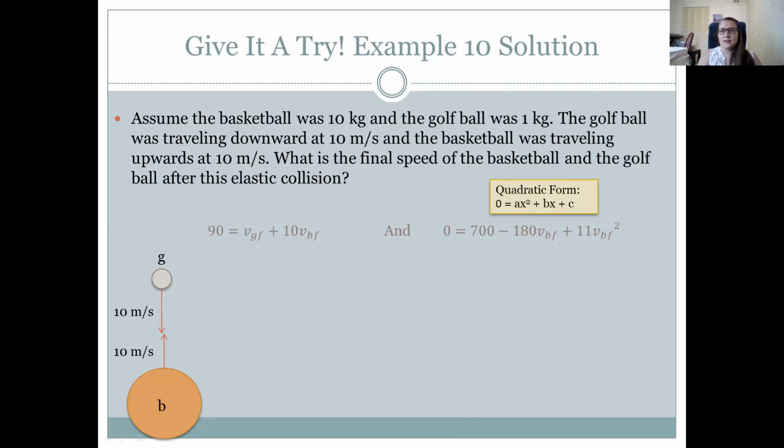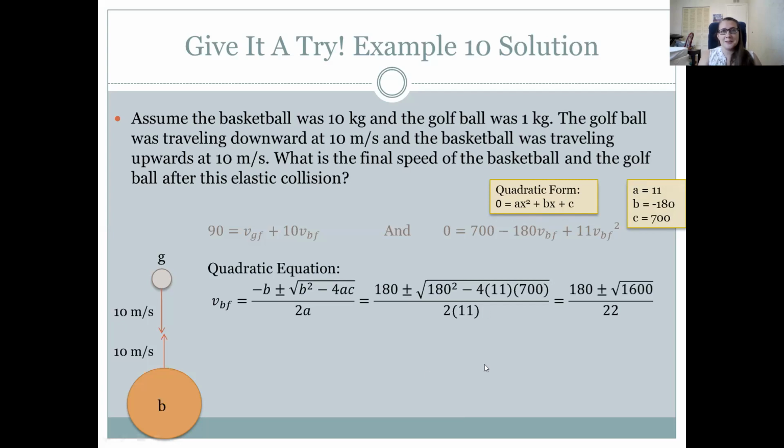So in this case, our a value is 11 because that's the one that's with the squared term. Our b value is negative 180. And then our c value is that constant, or 700. So when we do the quadratic equation, it looks like this big ugly mess. But this first chunk right here is the quadratic equation, hopefully something that you've seen before many times in Algebra 1 in school. We'll just plug in our values for a, b, and c to make it look like this.